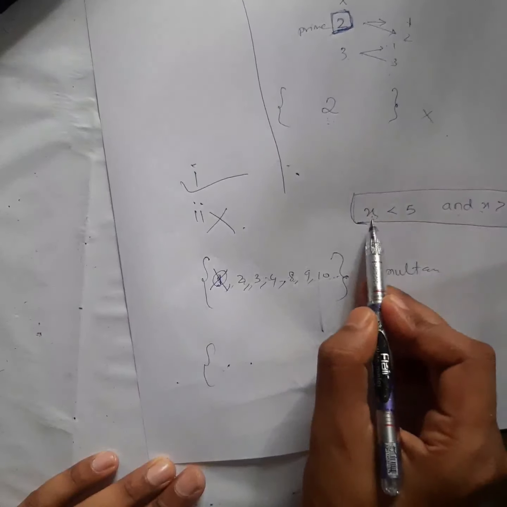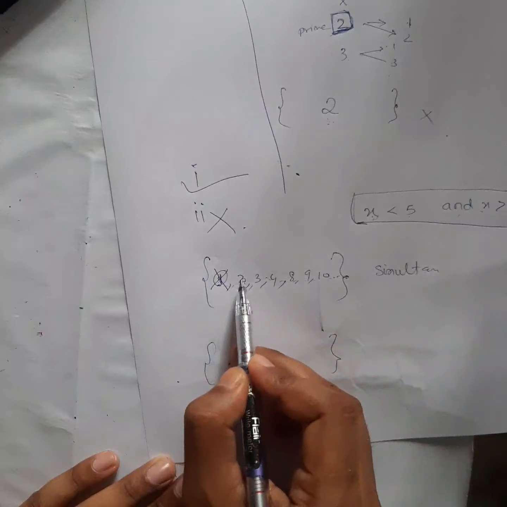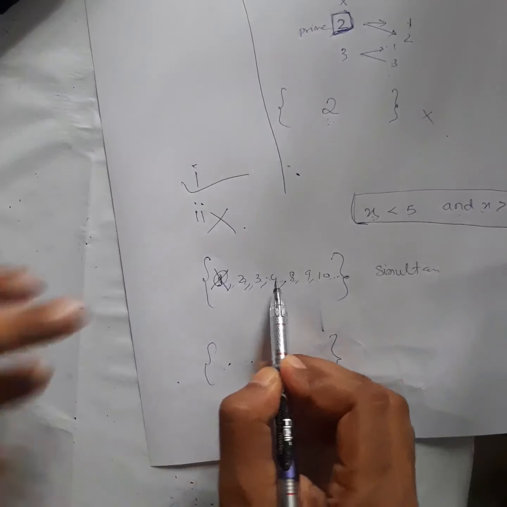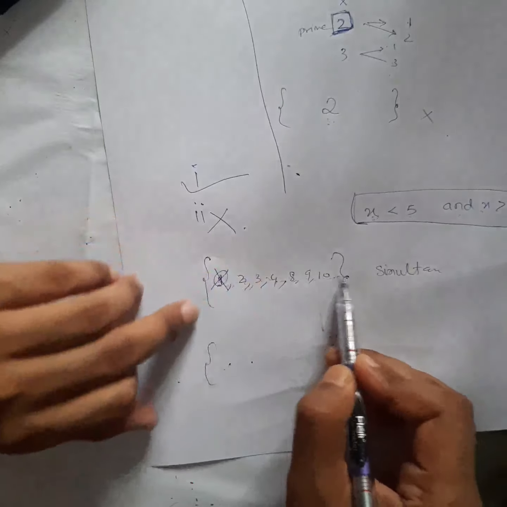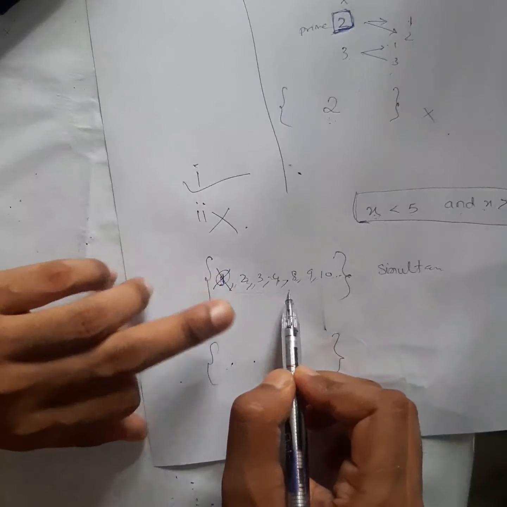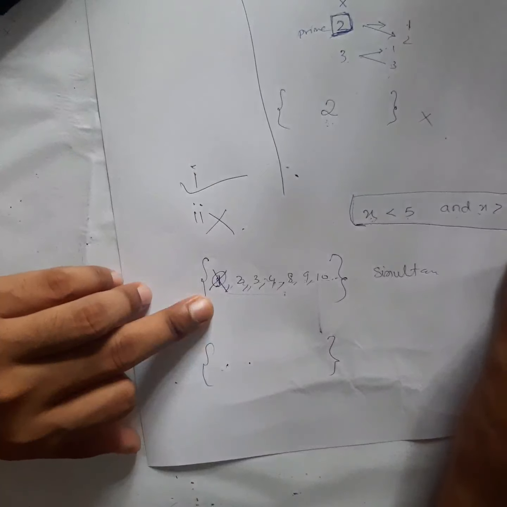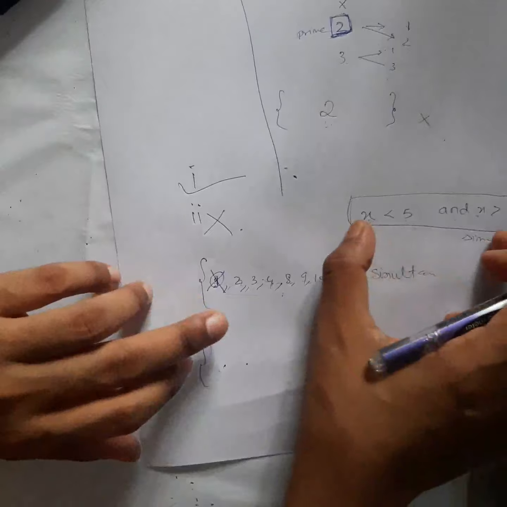If they stop here, we understand that x is a natural number less than 5. Less than 5, what are the numbers? 1, 2, 3, 4. And x greater than 7, what are the numbers? 8, 9, 10. Like this it will come out. So elements will be there, and this won't be a null set. But what they actually wanted to say was simultaneously, means at the same time, not separately.